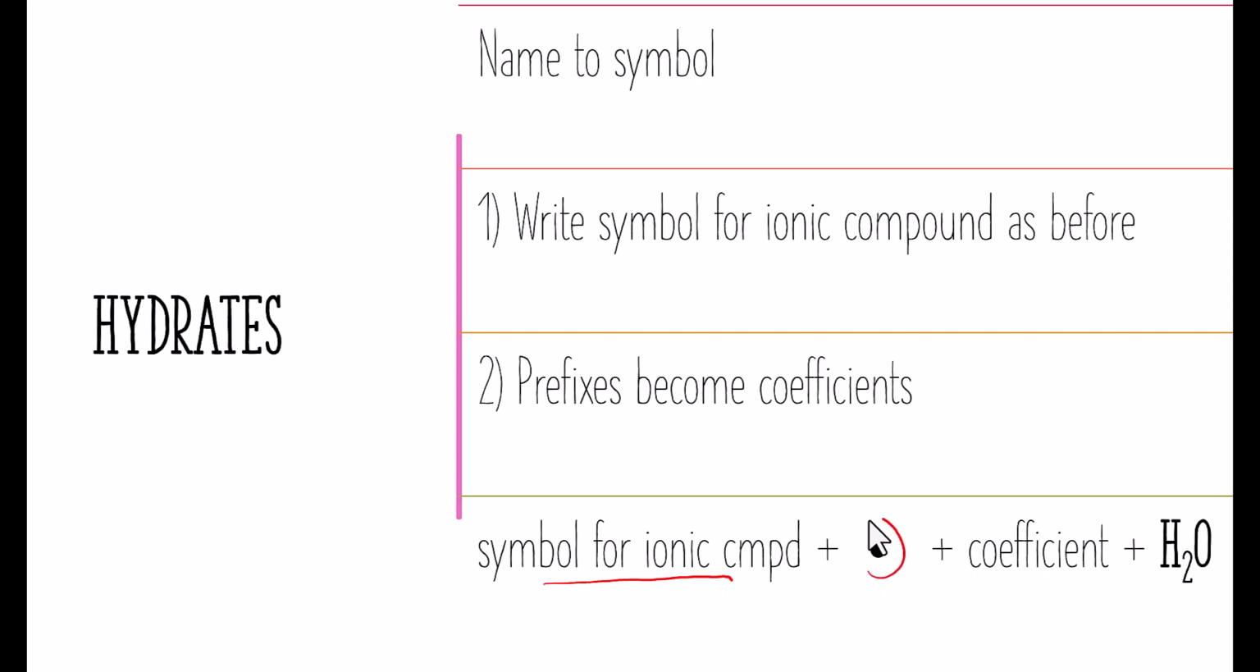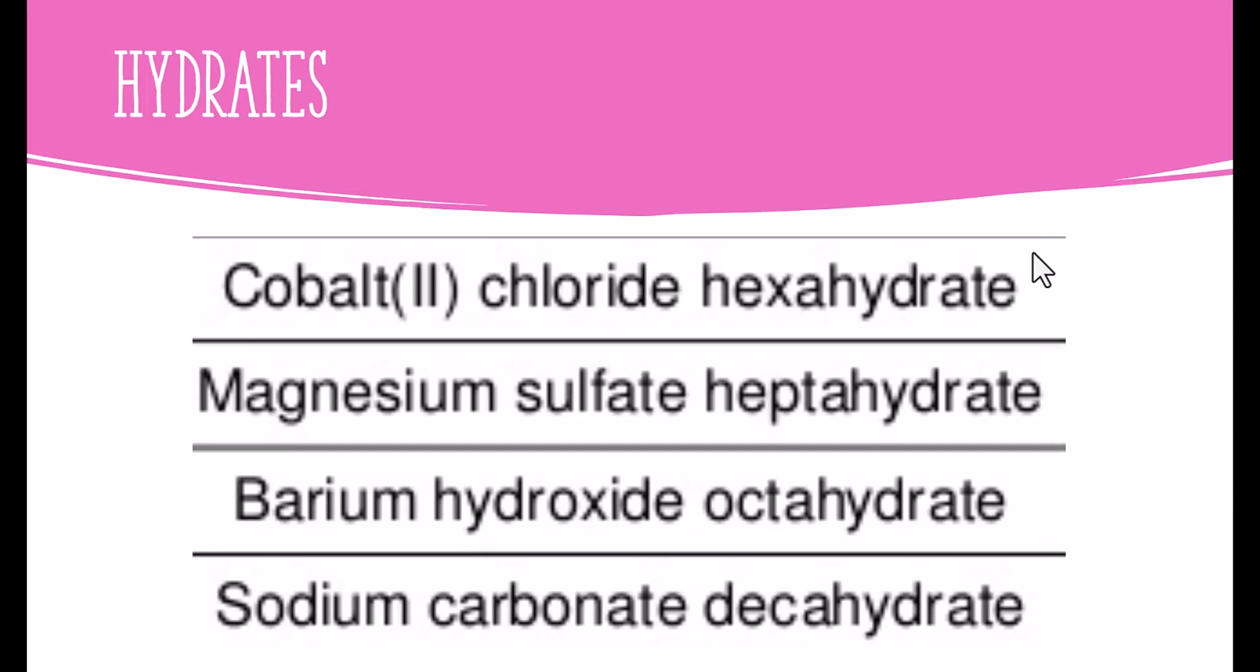The dot here does not mean multiply. It's just a format. You put the dot, then the coefficient. So whatever the prefix is now becomes the coefficient, and water for hydrates. The first example is cobalt(II) chloride hexahydrate. The symbol for cobalt is Co. The charge is given as 2 because this is a transition metal. Remember, transition metals are located in groups 3 to 12, plus tin and lead.